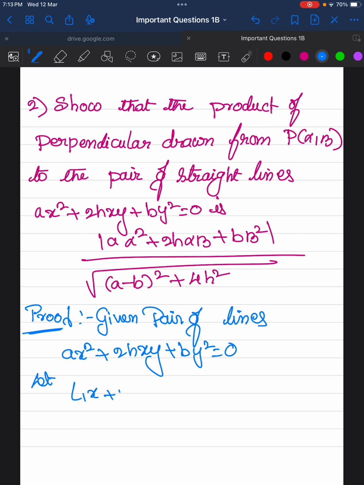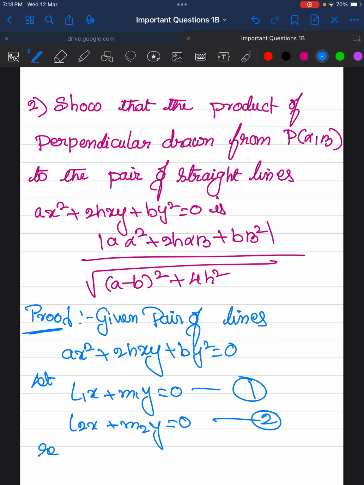Let L1x plus M1y is equal to 0 be our first line, and L2x plus M2y is equal to 0 be our second line. They represent the given pair of lines. Like the previous one, we are doing the same steps, in the same manner for both questions.